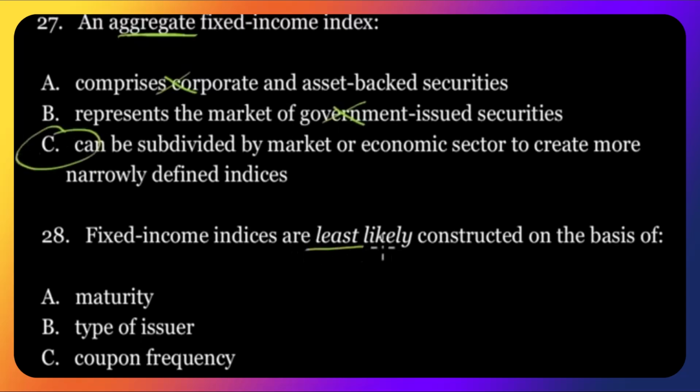28. Fixed income indices are least likely constructed on the basis of maturity, type of issuer, or coupon frequency.